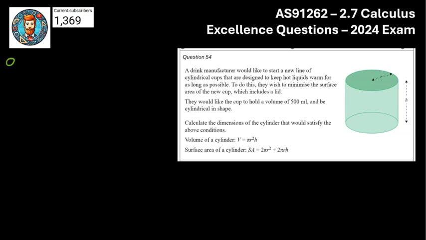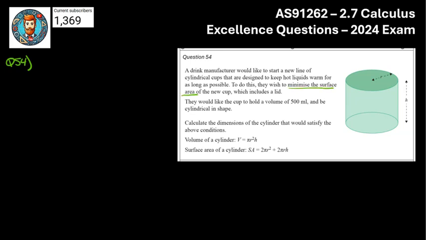Okay, so we're now looking at question number 54. Question 54 is a nice question. I always like these volume ones, but they are difficult to set up. Going straight to the question, we've been asked: a drink manufacturer is starting a new line of cylindrical cups. That's the cylinder they're talking about. They wish to minimize the surface area.